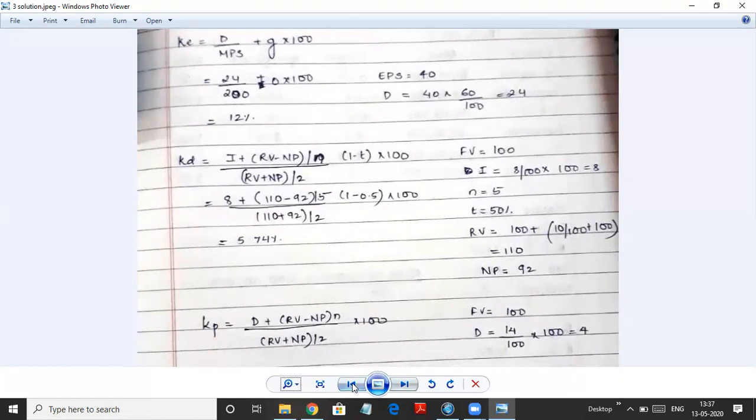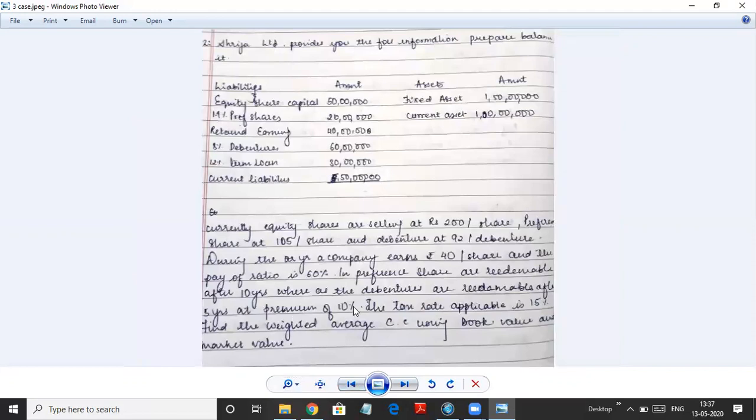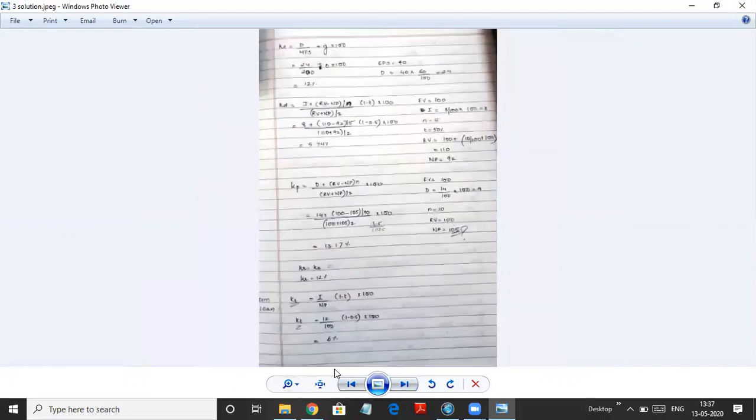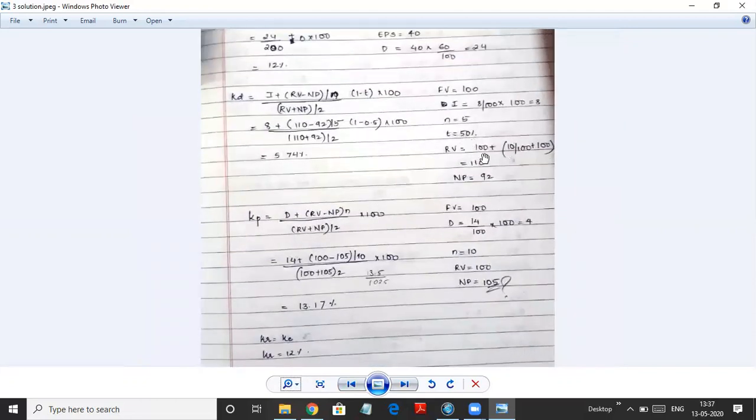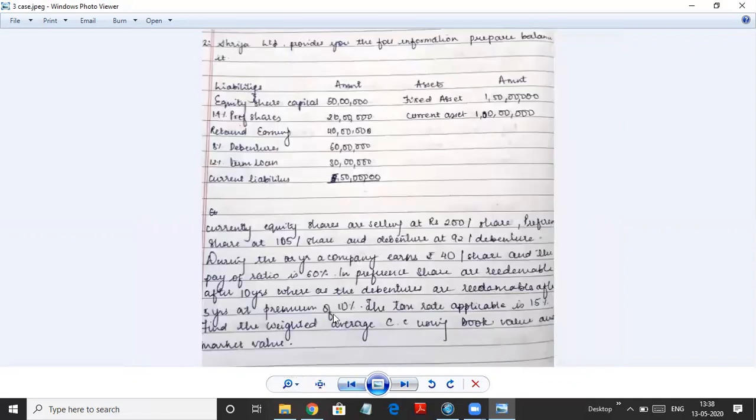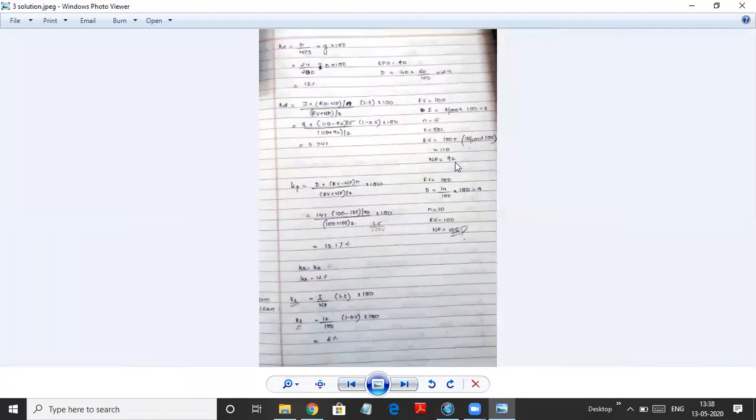Now redeemable value. If you look at the question, they have told here, debentures are redeemable after 5 years at a premium of 10%. So we are going to redeem it by paying 10% more. For RV, they have given you the premium. So 100 plus 10% of 100 comes to 110, and net proceeds is nothing but the selling price of debentures. Here the debentures are selling at rupees 92, so we take it as net proceeds. 92 is the selling price of debentures.